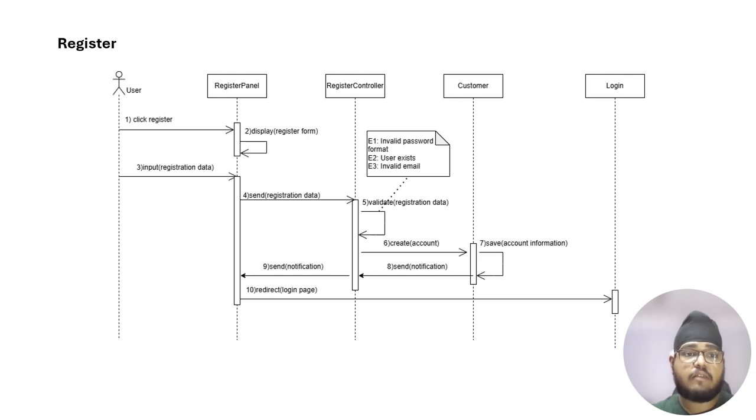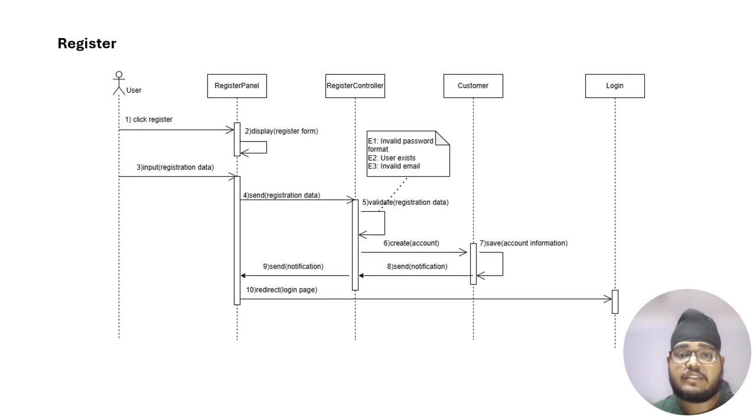And this is for the register page. So here the user clicks register and the register panel will display the register form, and here the user will input all the registration data required such as username, email and password, and the register panel will send the registration data to the register controller, and the registration controller will validate all the registration data.